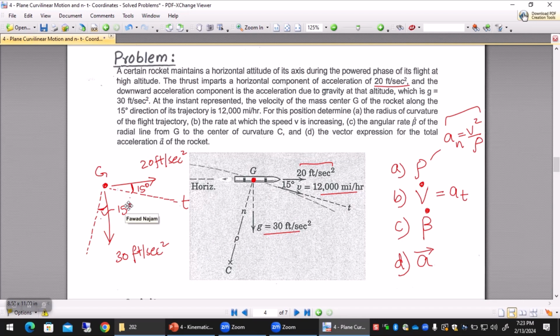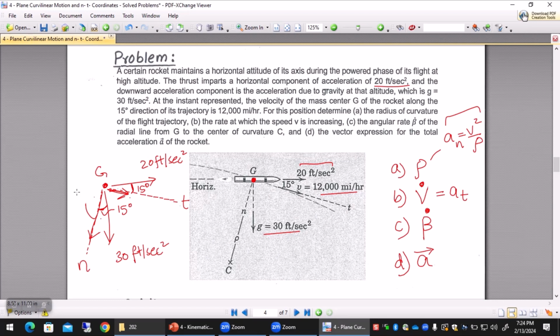All clear, right? So now we can resolve this 20 feet per second squared into its t component and n component, and similarly this 30 feet per second squared into its corresponding t component and n component, and then see what the total acceleration is in the t direction and in the n direction, right? So let's start by decomposing this 30 feet per second squared along t and along n. The t component will be something like this, towards the positive t axis, and the n component will be like this. This will be the n component because this is the n direction.